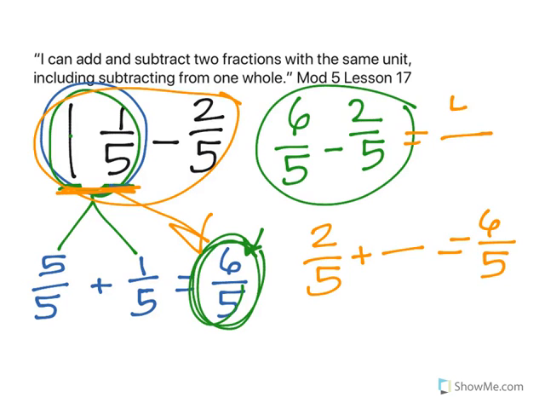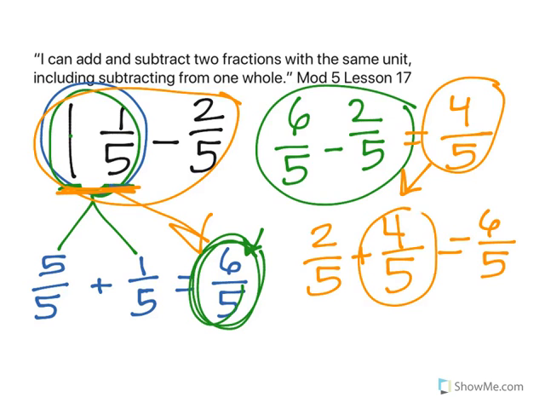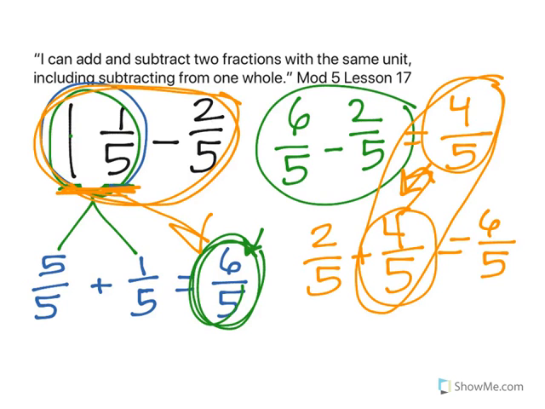So I'm just going to do simple subtraction. What is 6 minus 2? That's 4. My unit on the bottom stays the same. And now let's use that to check our work with addition. 2/5 plus something is going to equal 6/5. Well, 2 plus something equals 6. Can count on 3, 4, 5, 6. That's 4. My unit stays the same. So these two numbers are the same, and this is my answer. 1 and 1/5 minus 2/5 equals 4/5.